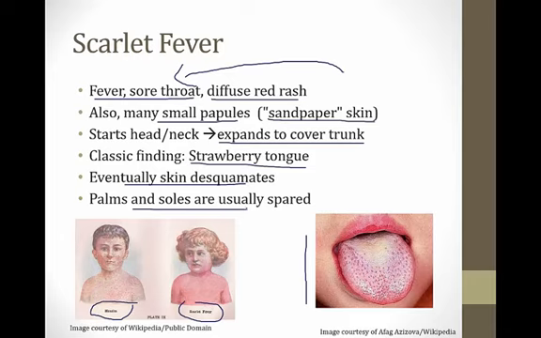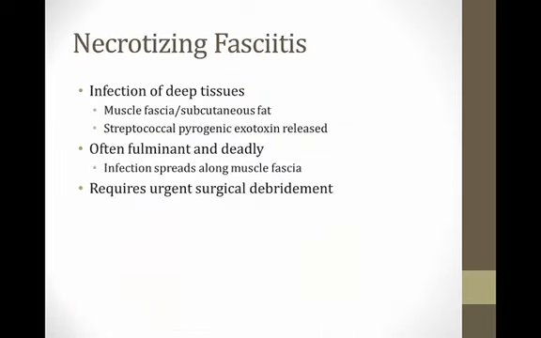There are only 3 infectious rashes that typically involve the palms and soles. The most important is syphilis, but the palms and soles can also be involved in Rocky Mountain spotted fever and Coxsackie virus infections. Necrotizing fasciitis is a very dangerous and severe skin infection caused by strep pyogenes.